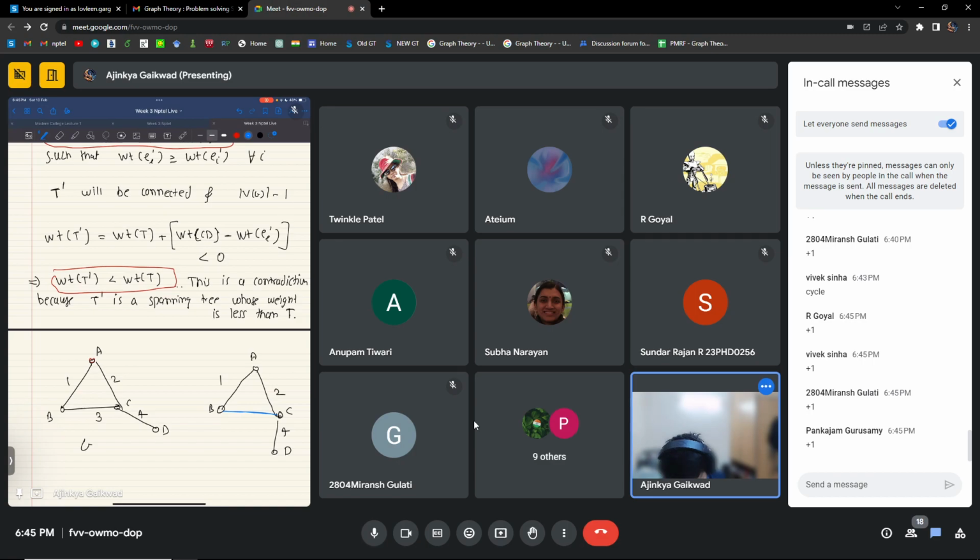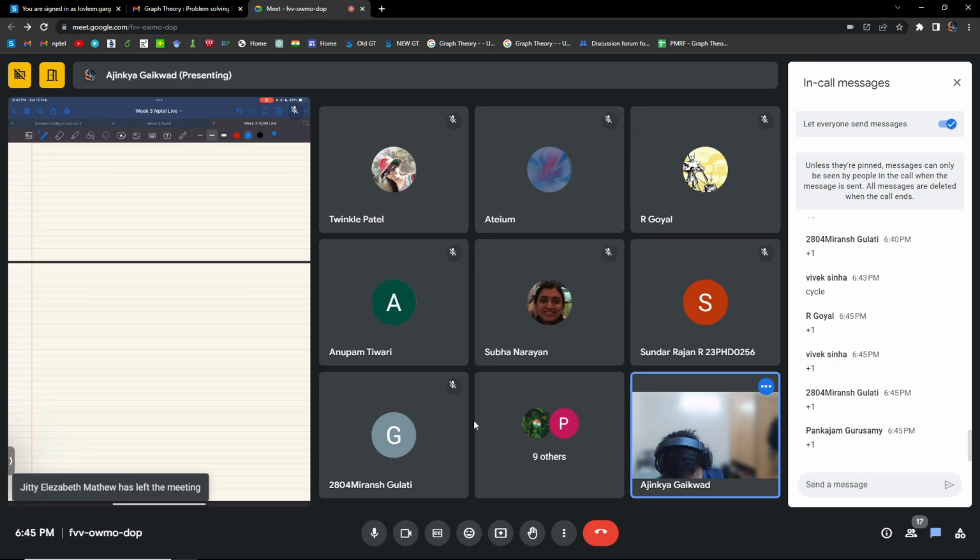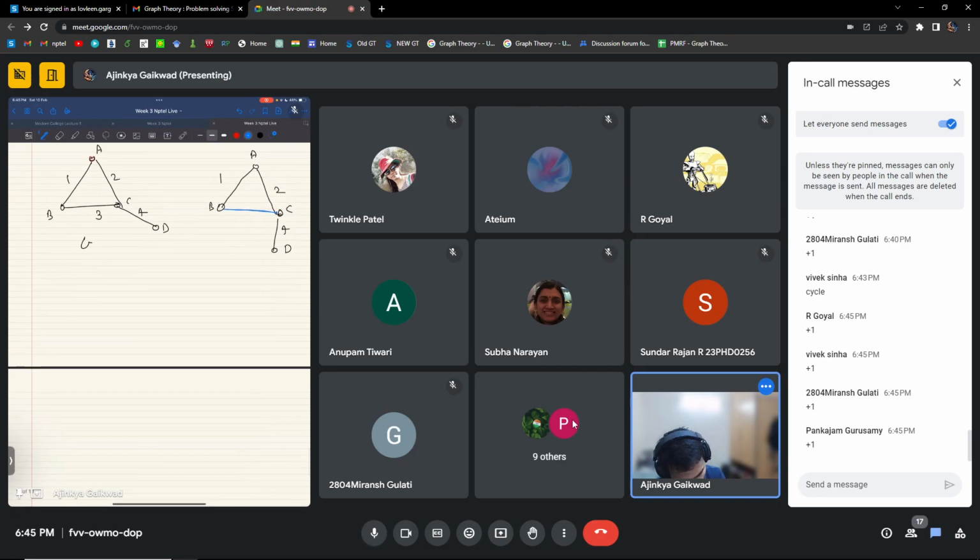So let me give you a question. Okay, so wait, let me just see. Okay, so we have 15 minutes, so we can do one more question quickly. So, sorry, just let me write it down. So the statement is that G has a unique minimum spanning tree.